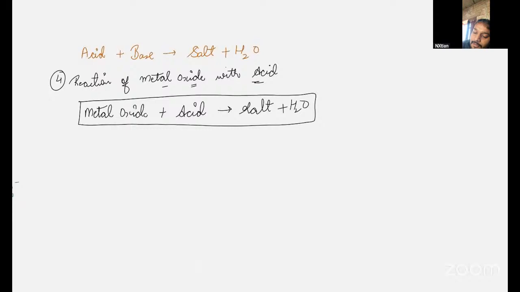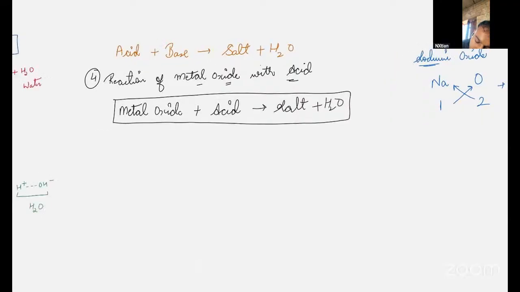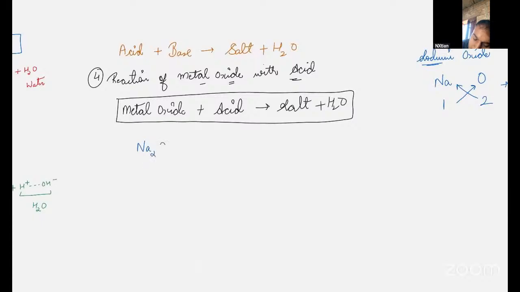For example, if I make sodium oxide, sodium is Na and oxide means oxygen. Na has a valency of 1, oxygen has a valency of 2. It will cross multiply and make Na2O, that we learned yesterday. Now if I take Na2O, when it reacts with acid HCl, it will form NaCl plus H2O.